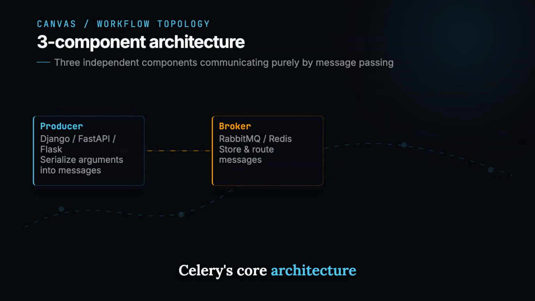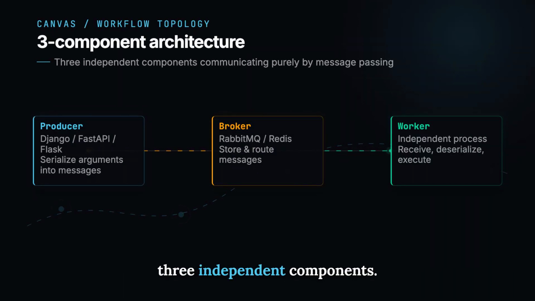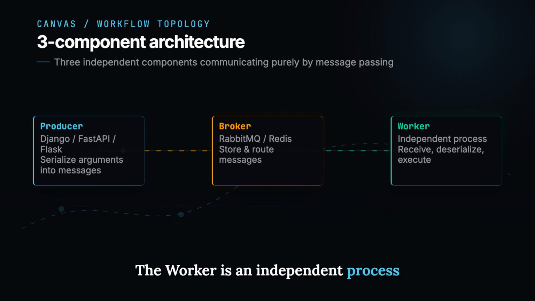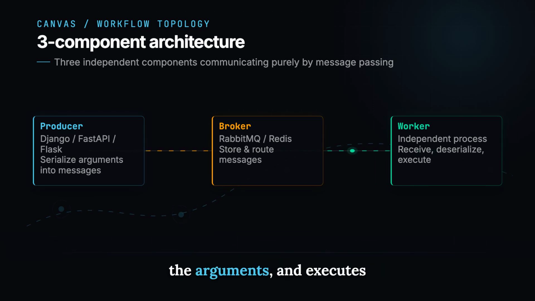Celery's core architecture uses message passing between three independent components. The producer, usually a Django, FastAPI, or Flask web application, serializes function arguments into a message and sends it to the broker. The message broker, such as RabbitMQ or Redis, temporarily stores and safely routes the messages. The worker is an independent process that continuously receives messages from the broker, deserializes the arguments, and executes the corresponding Python function.